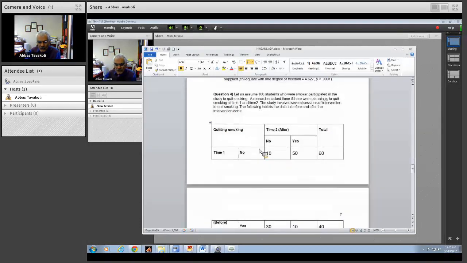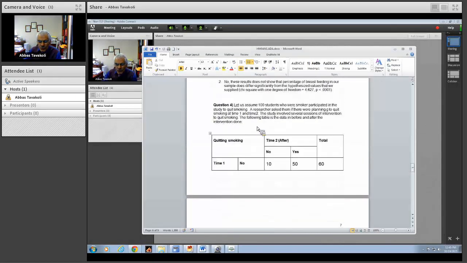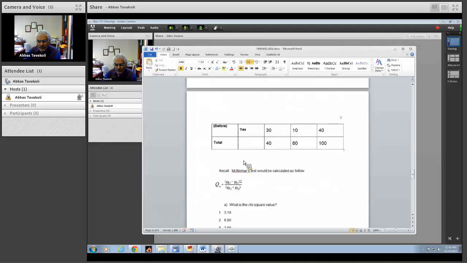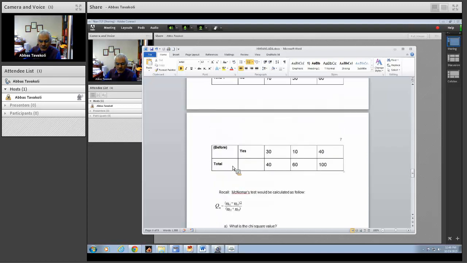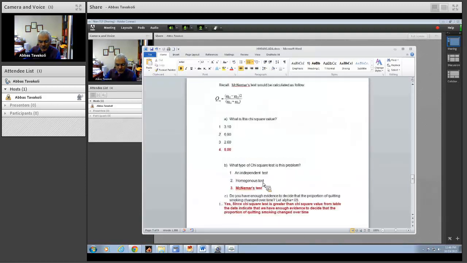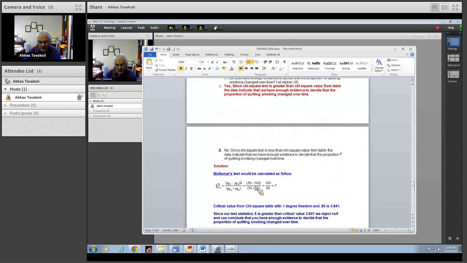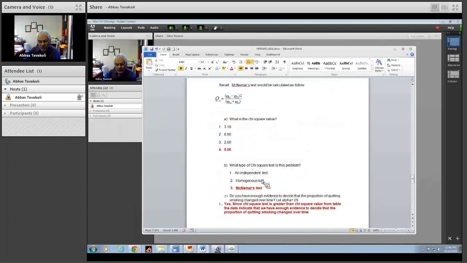And question 4, we have a situation with time 1 and time 2. Here, for those students, the question is about quitting smoking, and that is the result. Since you have the same subjects asked at time 1 and 2, you have to use the McNemar test. The chi-square value you calculate uses the cells no-yes versus yes-no: 50 minus 30, squared, divided by 50 plus 30, is 5. That is the correct answer.